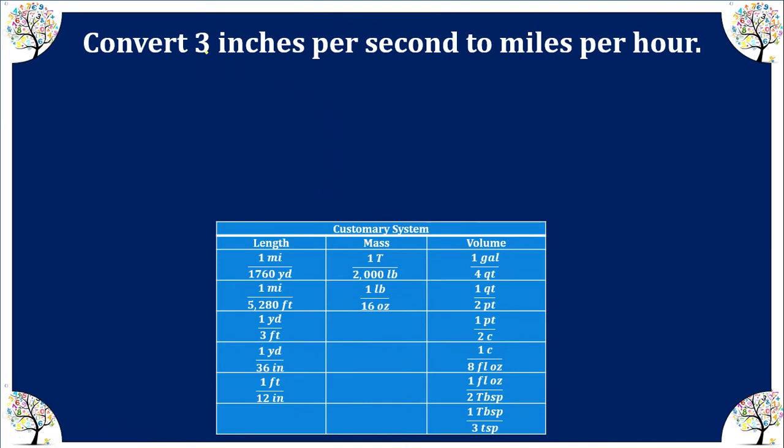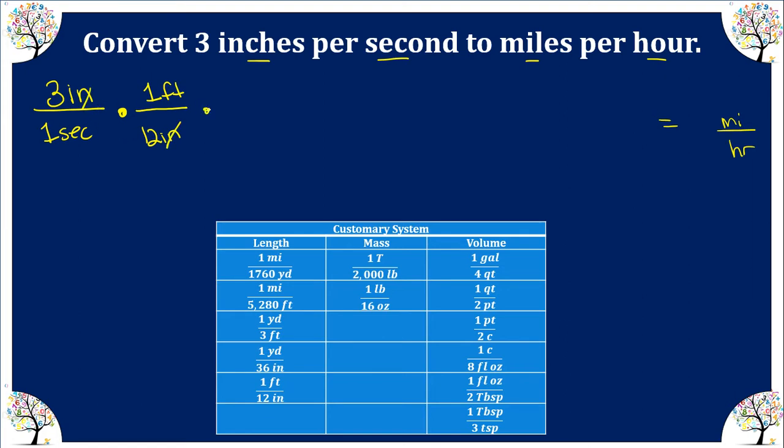Now we're going to convert inches per second to miles per hour. So we're converting inches to miles, and then we have to convert seconds to hours. So let's start with what we know. We know we have 3 inches per 1 second. So let's just focus on our inches, but let's write down what we're headed toward. We want miles per hour. So we're going to convert inches first, to miles. So we know that there are 12 inches in 1 foot.